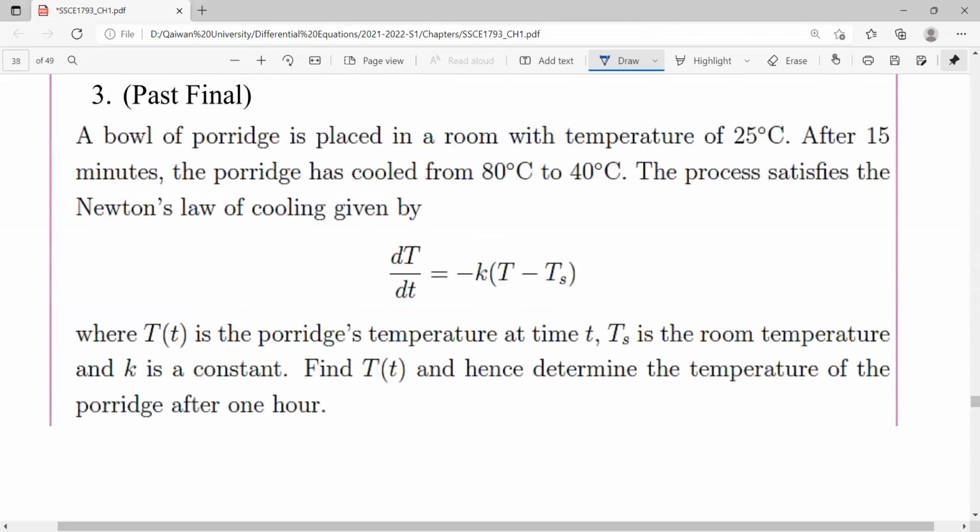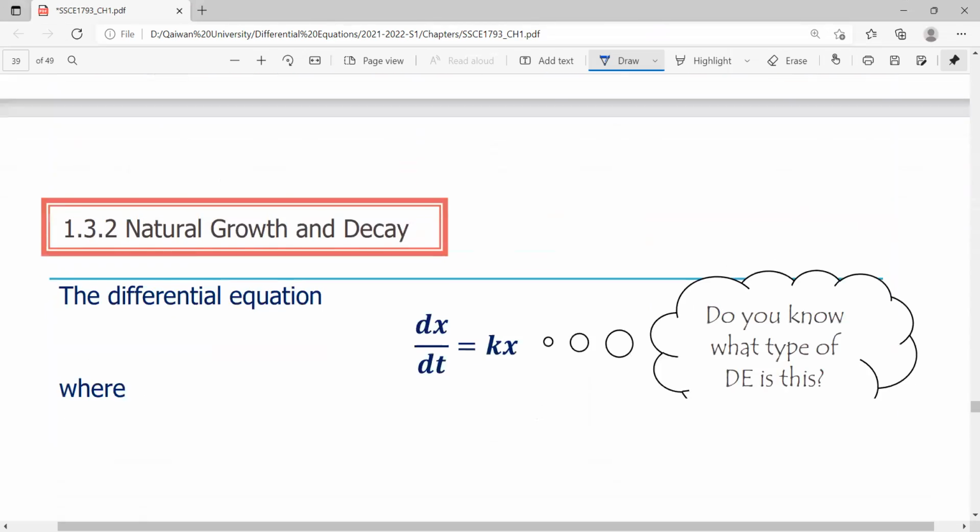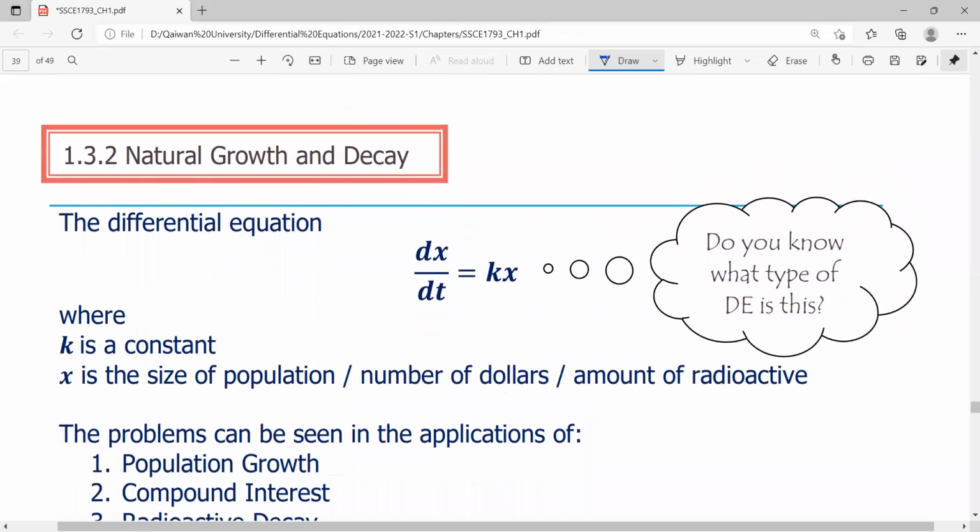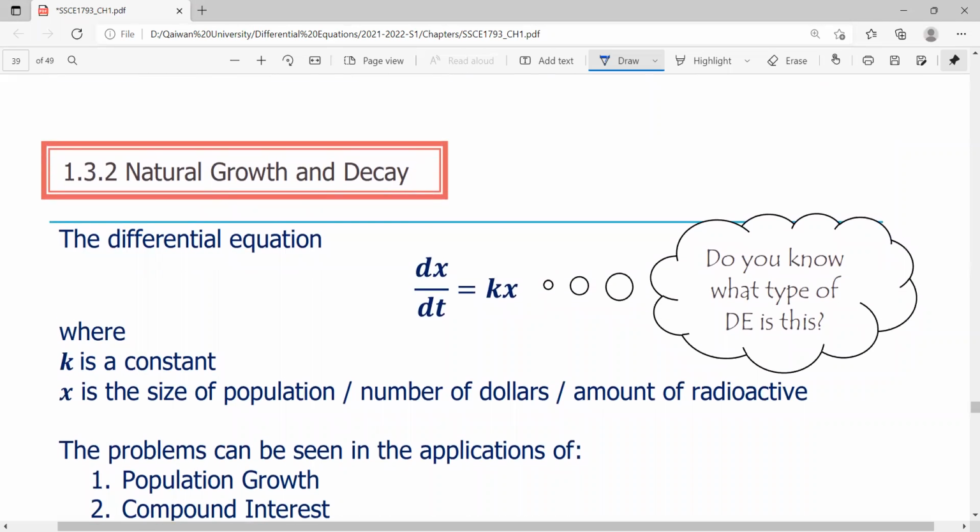So here you have some exercises for yourselves. Now you have natural growth and decay. We have natural growth and decay and 2 more applications that's for next week. Okay.